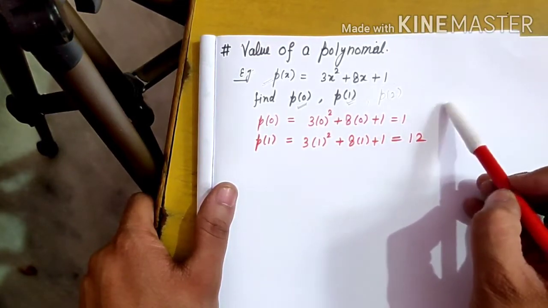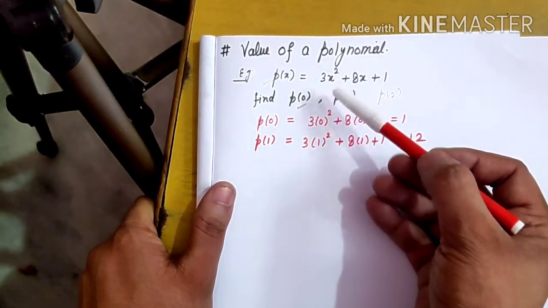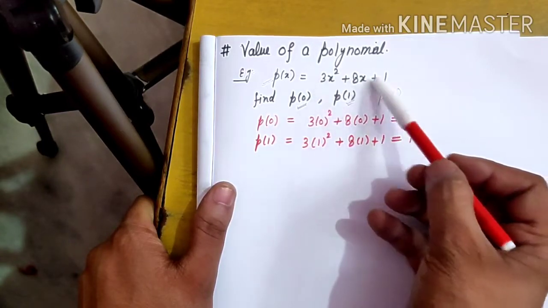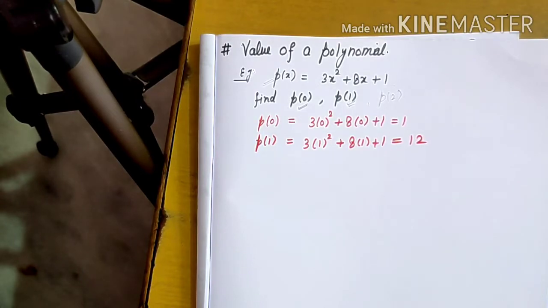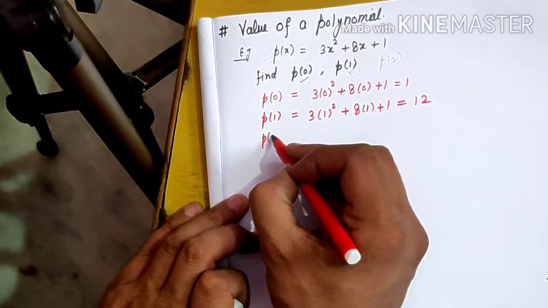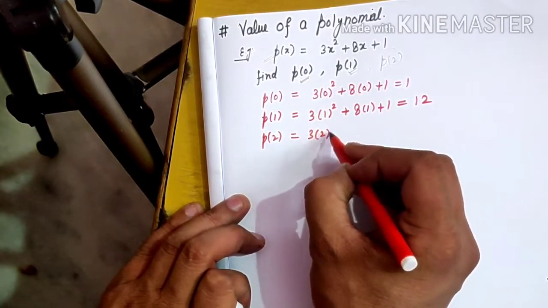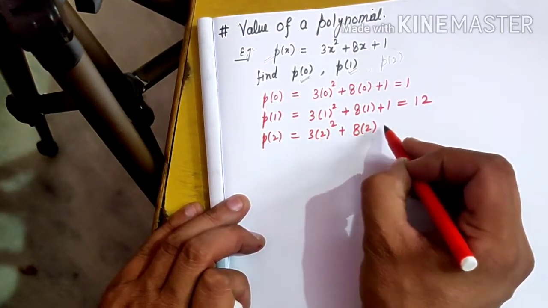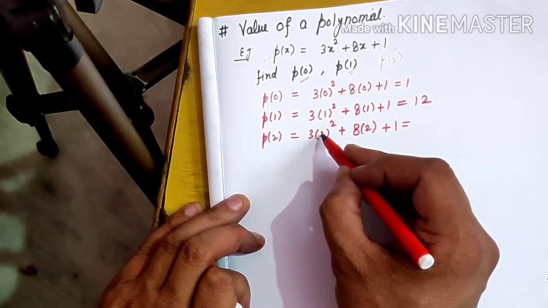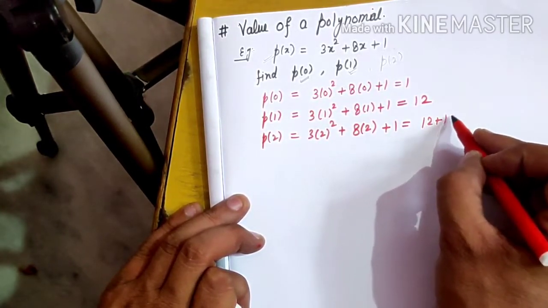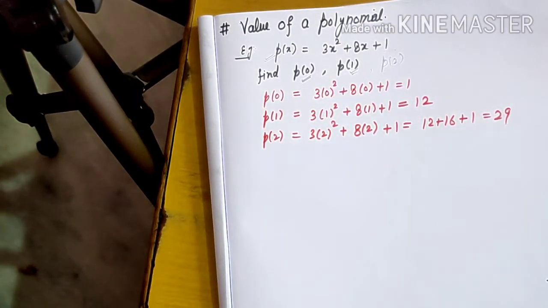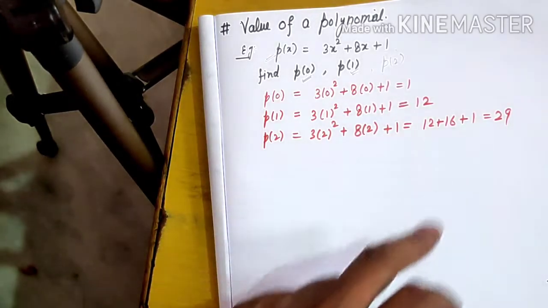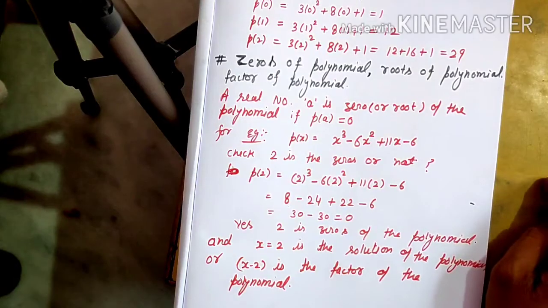So p0 is 1. Similarly p1. Now put the value x equals to 1 in the polynomial. 3 into 1 square plus 8 into 1 and plus 1 equals to 12. Similarly, if I have to find p2, that means 3 into 2 square, 8 into 2 and plus 1. 2 square 4, 4 3s are 12, plus 16 plus 1, answer is 29. So here the value of p2 is 29, p1 is 12 and p0 is 1.